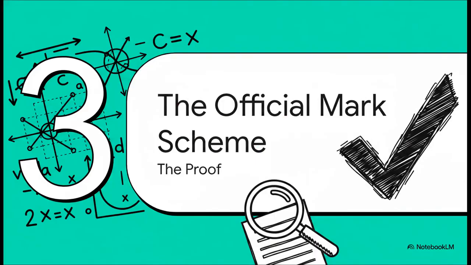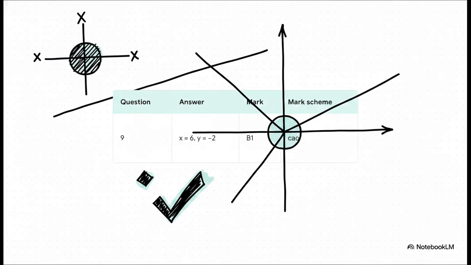Okay, but don't just take my word for it, right? Let's check out the official mark scheme to see the proof. This is what the examiners are actually looking for. And here we go. Have a look. Question 9. The answer is x equals 6, y equals -2. Exactly what we found.